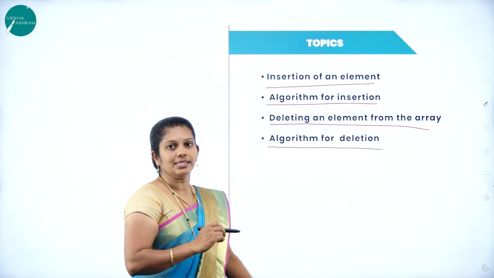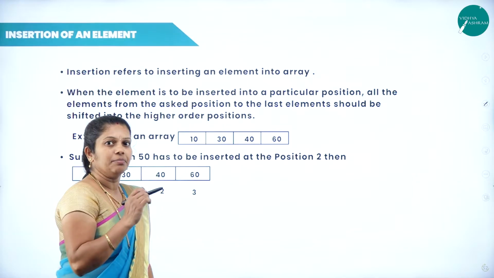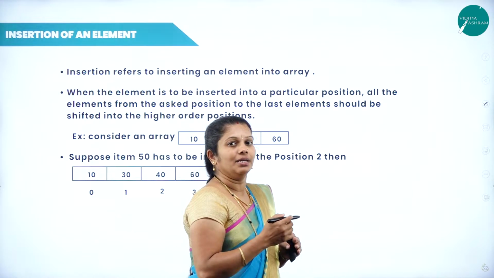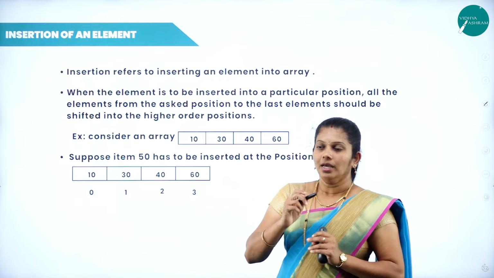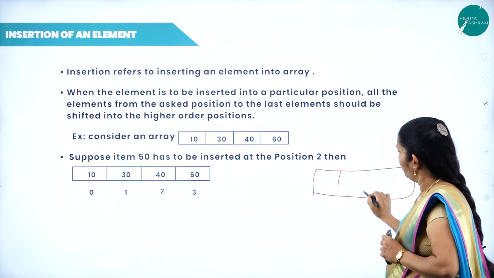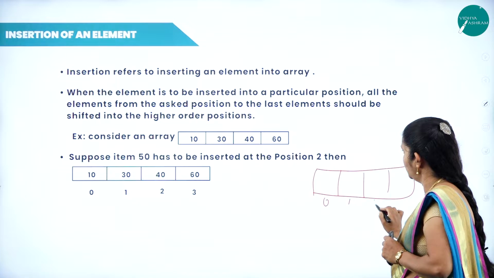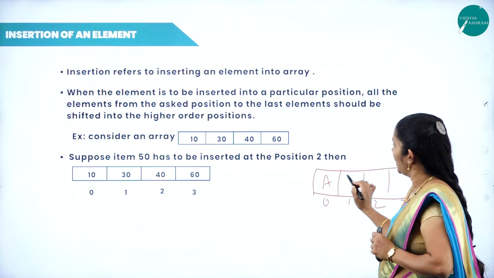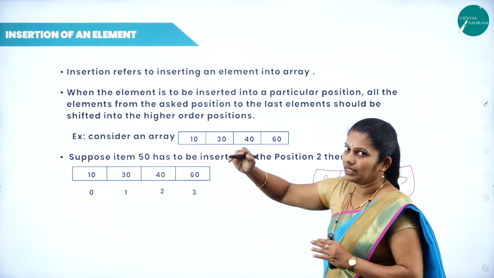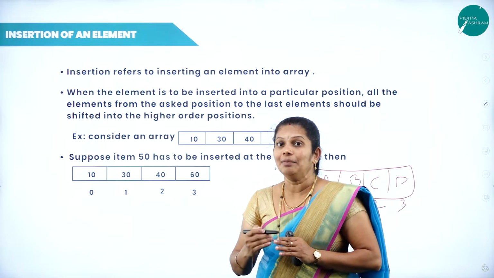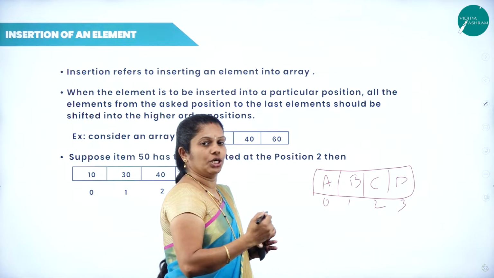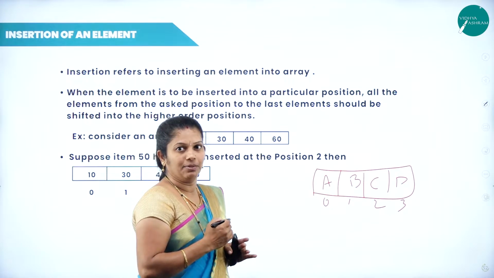Now, insertion of an element. What do you mean by insertion of an element? Inserting an element in a given array. Here consider we have the array elements position wise 0, 1, 2, 3. Here A, B, C, D. Here our agenda is to insert an element. If I want to insert an element in a particular position, then how can the element be inserted?